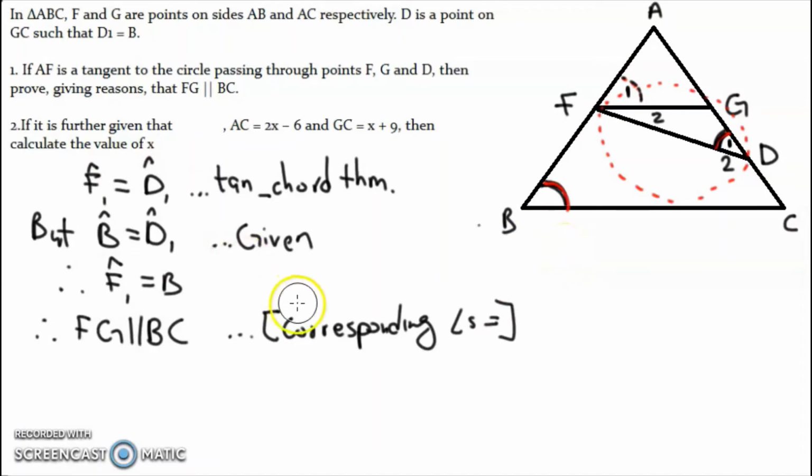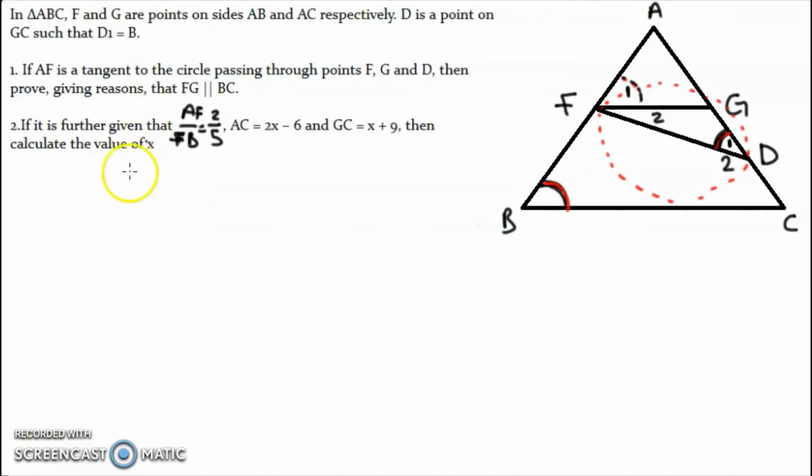Now let's go to the next question. In the second question, it's given that AF over FB is equal to 2 over 5, and AC is equal to 2x minus 6, and GC is equal to x plus 9. Then calculate the value of x.